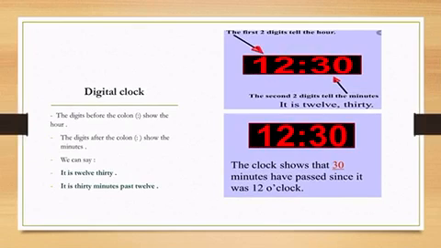If it's 12:20, for example, we will say 20 minutes past 12 or 12:20. So the number before the colon is the hour and the number after the colon is the minute.